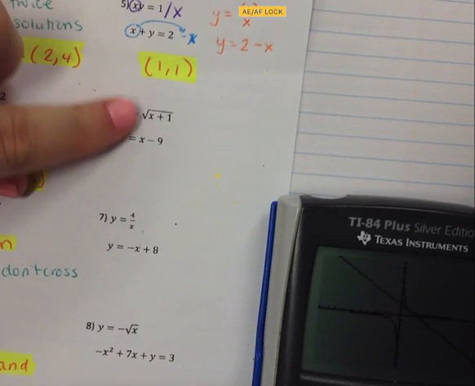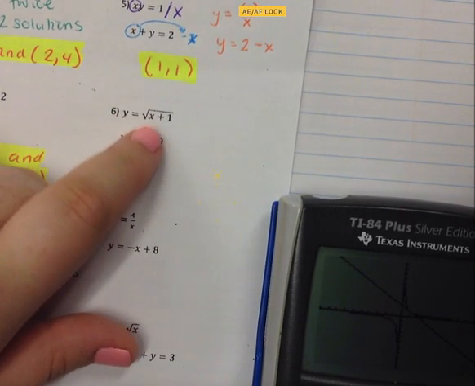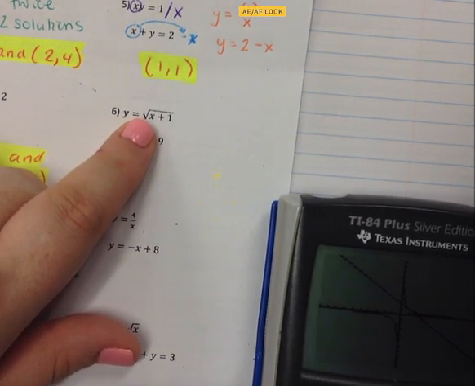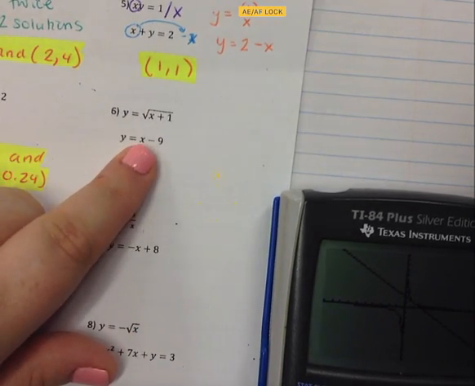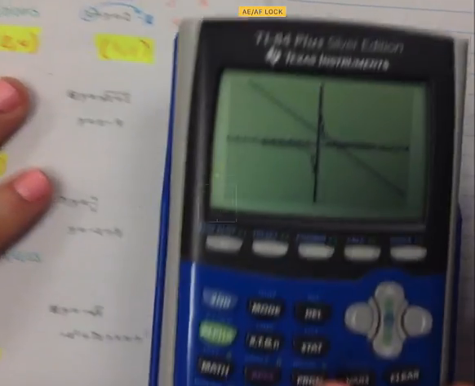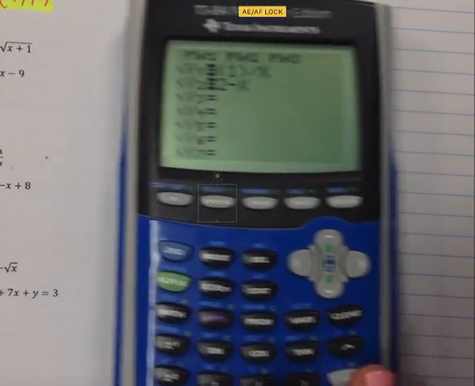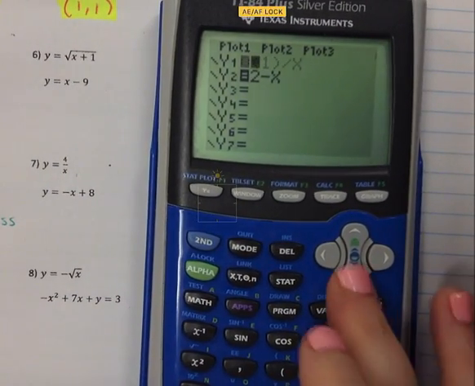Number 6, we have y equals the square root of x plus 1. So this time we do have a radical. This is also different. But then we have y equals x minus 9. These are both in y equals format, so I can go ahead and put them in. Y equals, I have the square root of x plus 1.